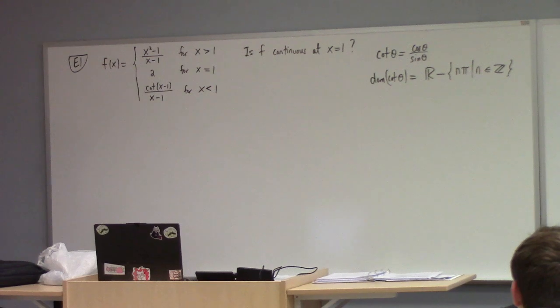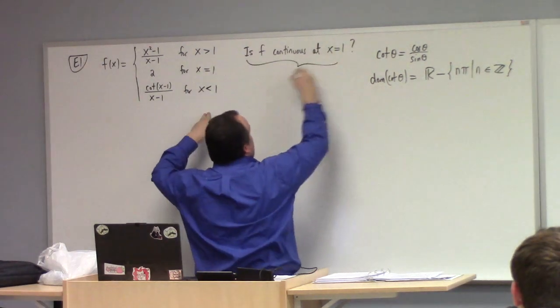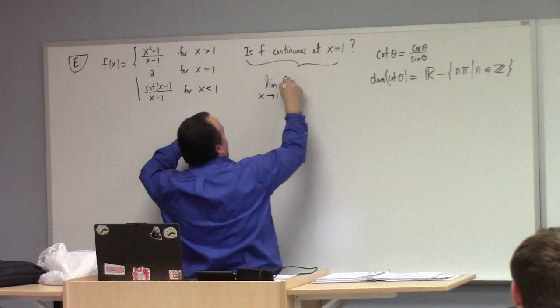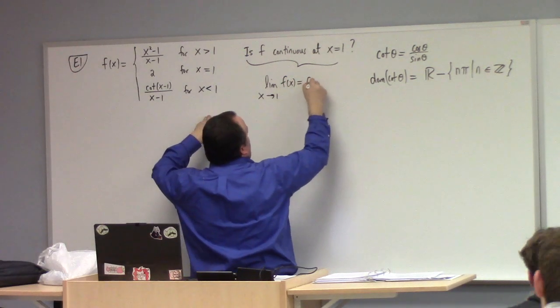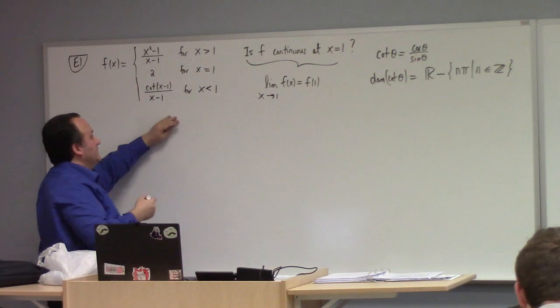Like, what's the deal with 1? What do we need to think about for 1? Continuity at 1 means what? We need that the limit as x goes to 1 of f of x is equal to f of 1, right? What is f of 1 equal to? 2, right?